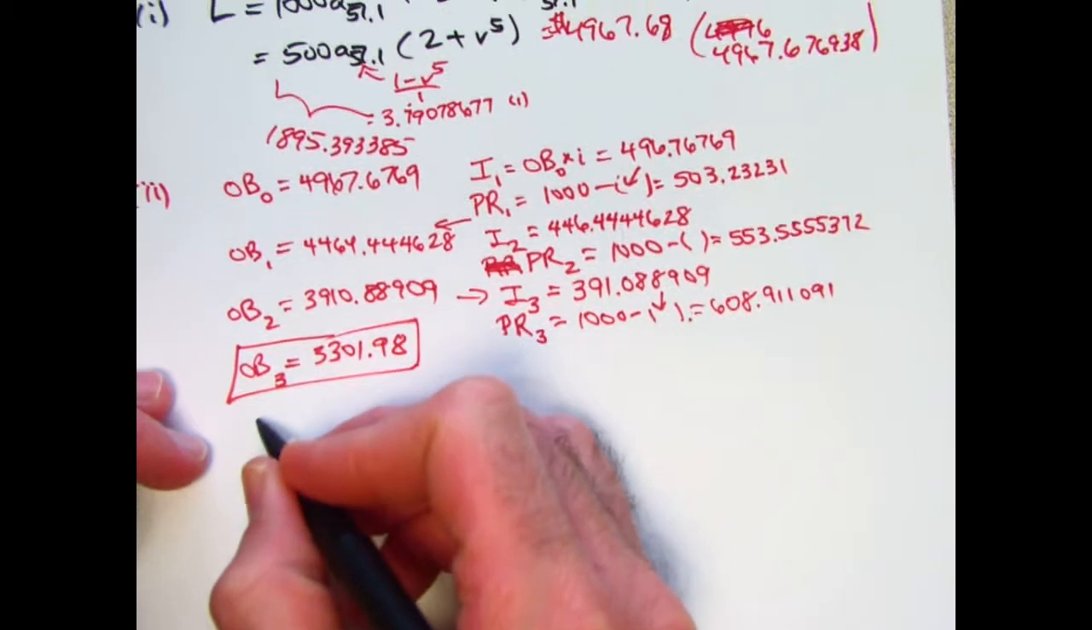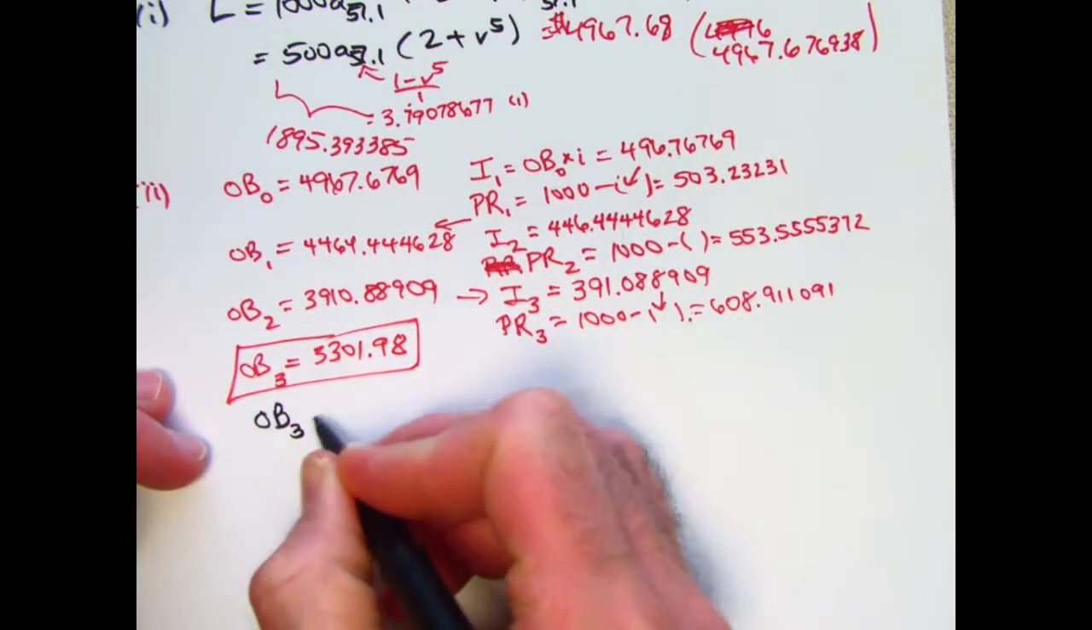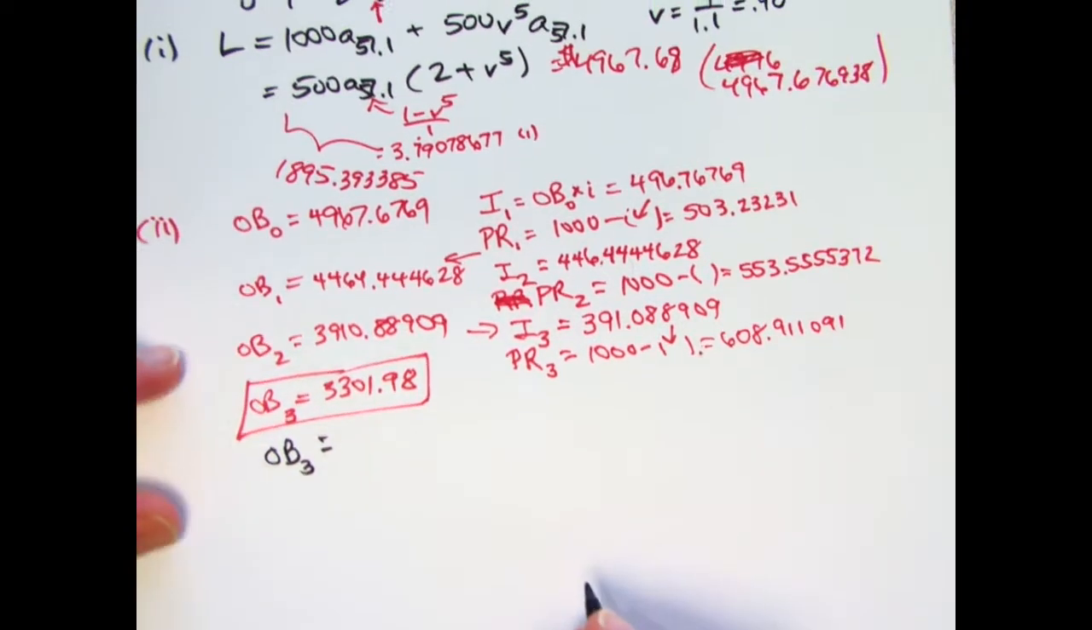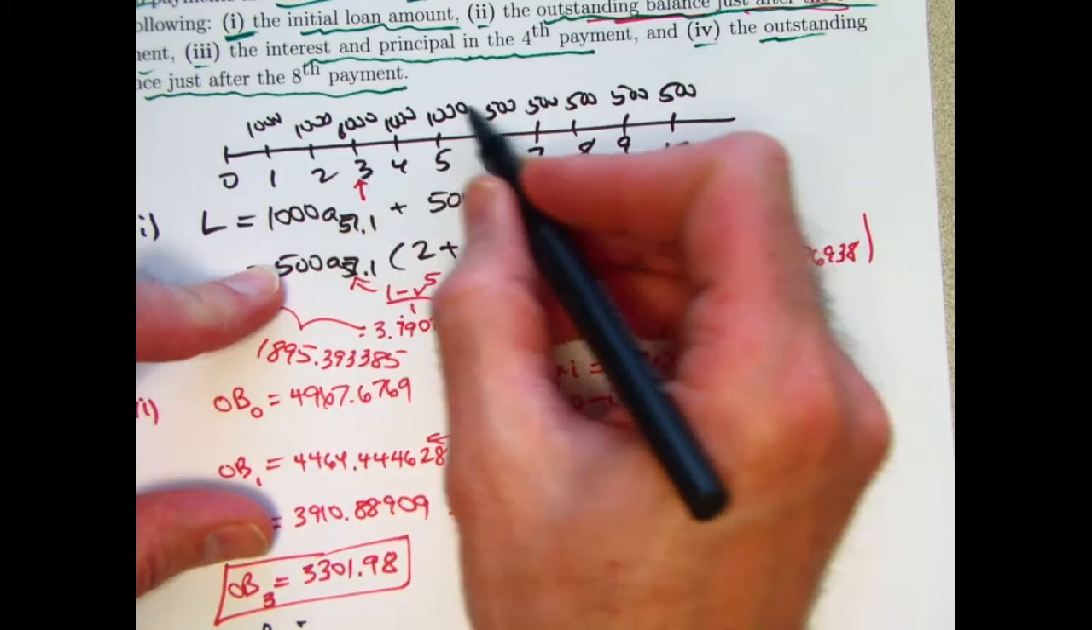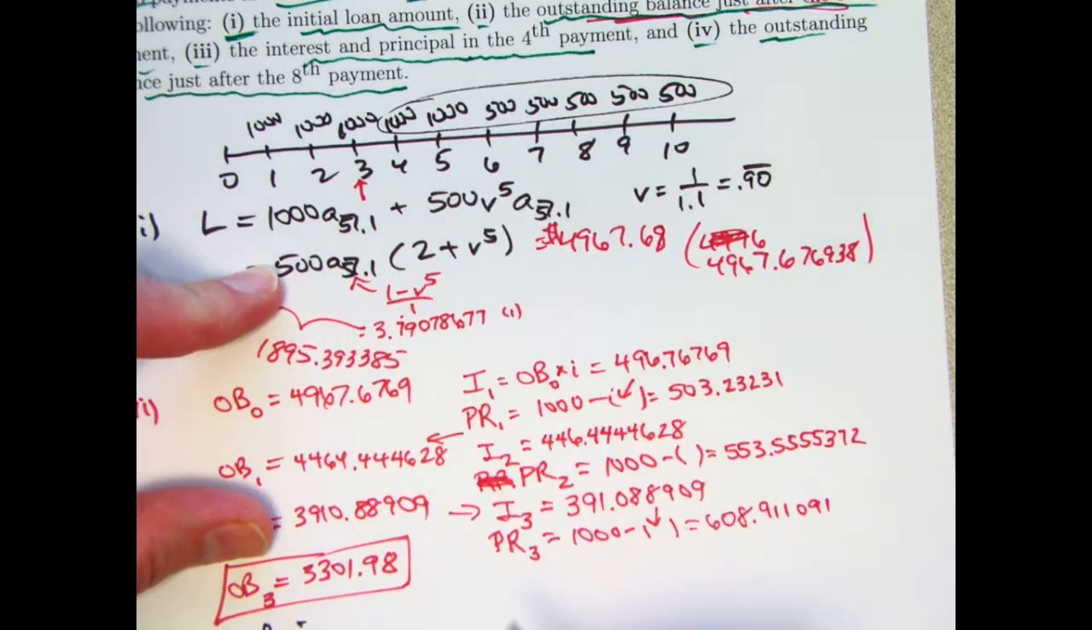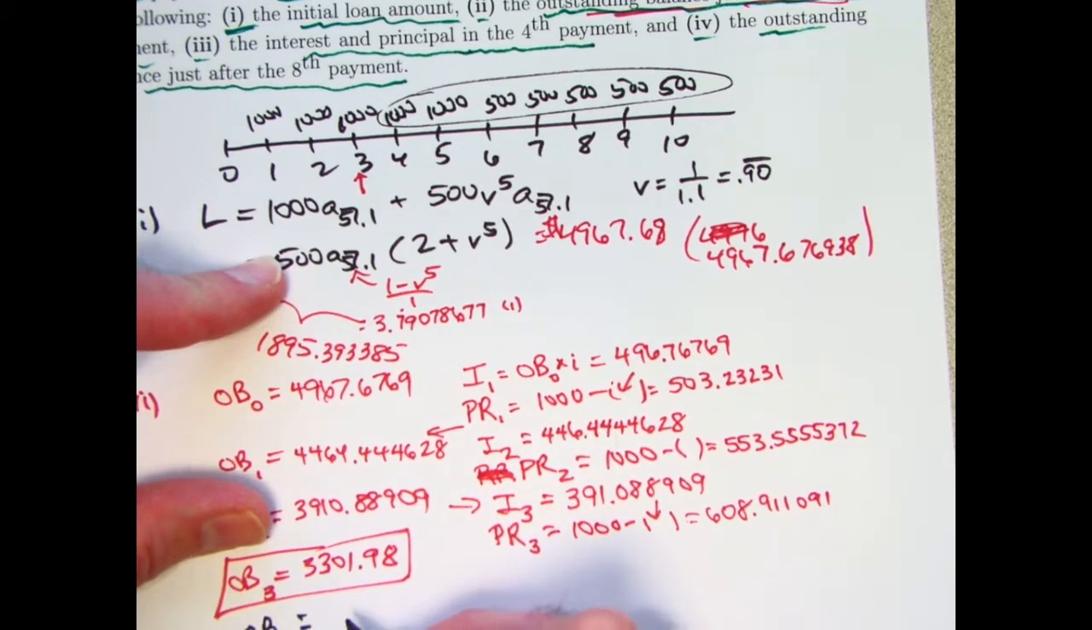We can also think of the outstanding balance more quickly in a couple different ways. We could think of it as the present value at time 3 of all the remaining payments. Let's see if we get the same answer when we do that.